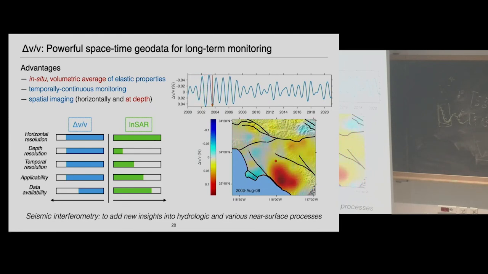It's absolutely fascinating to look at the Earth's core, but we can also use seismic interferometry to add new insights to near-surface processes related to environmental problems or assessing the role of human activities on the shallow subsurface.